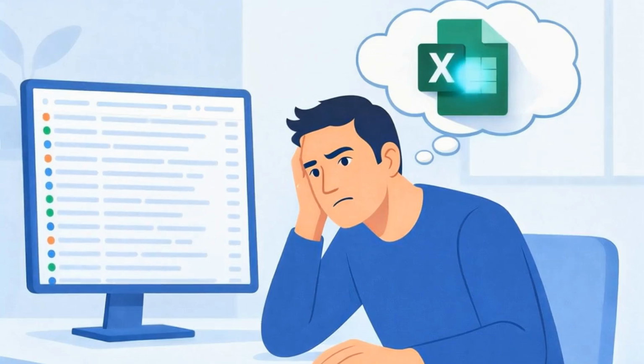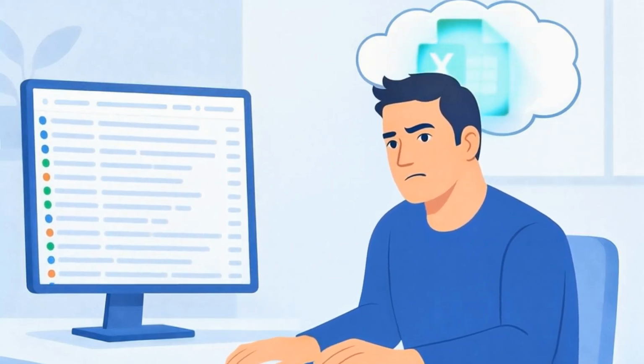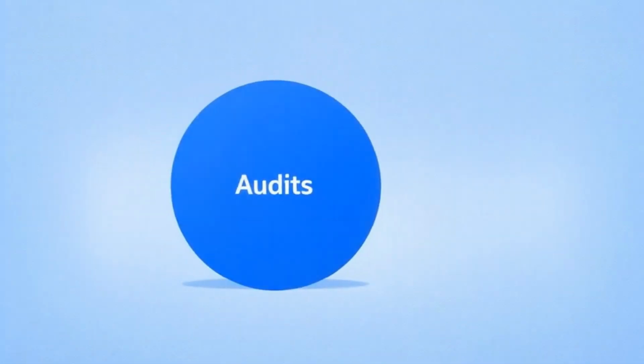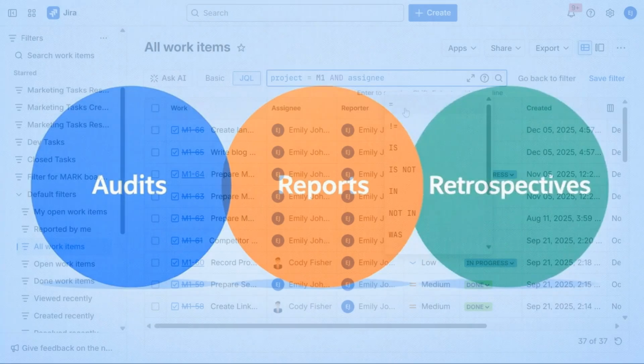Jira tracks every change. But exporting a clear history in Excel? That's the problem. Let's explore how to do it right. A complete Jira work item change history in Excel is needed for audits, reports, and retrospectives.